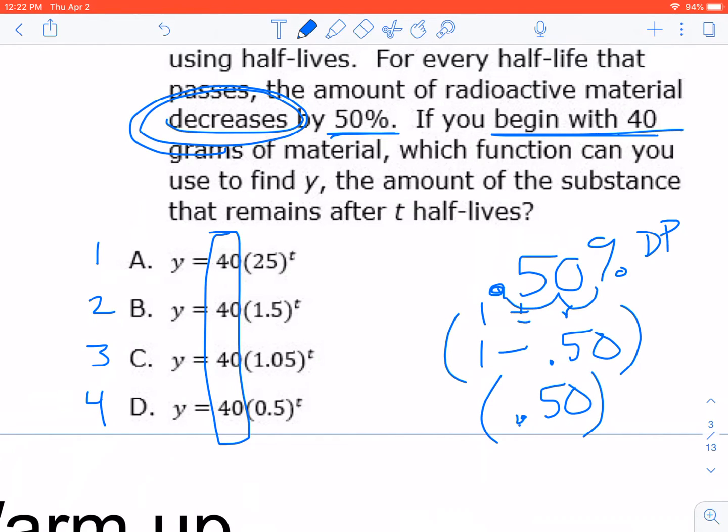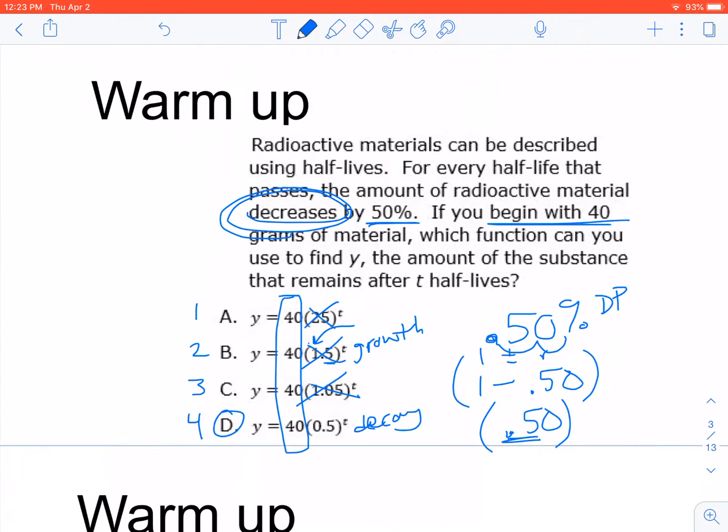So we're looking for 0.5. That's not a 0.5. That one has a 0.5, but that's adding. That's going to be growth. We don't want growth. So this one is going to be decay. So it is answer D.